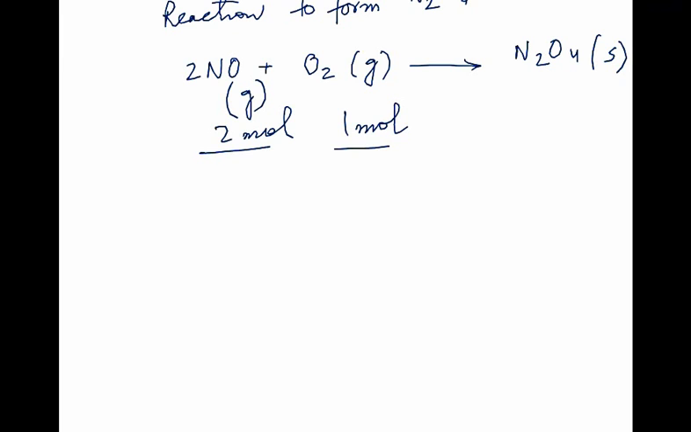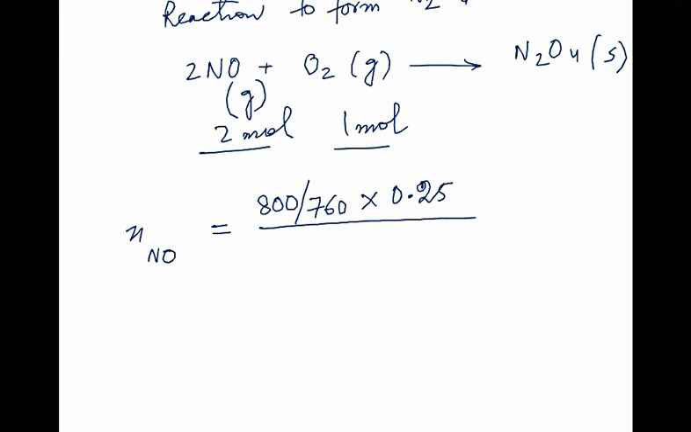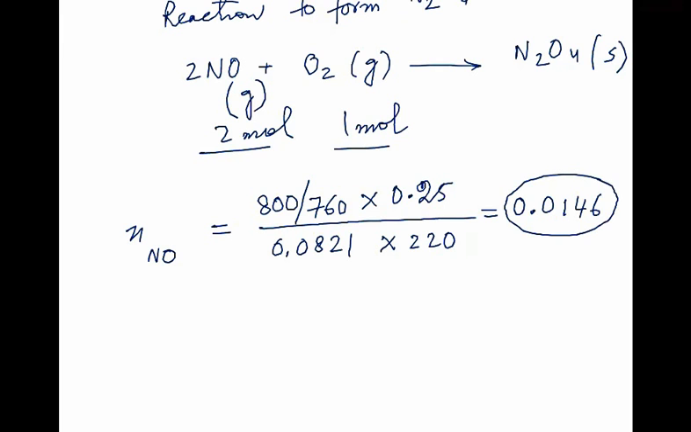Now according to the ideal gas equation, what is the number of moles of NO? The number of moles of NO will be equal to 800 divided by 760, which I am just converting into atmosphere, multiplied by 0.25 liters, divided by 0.0821, which is the value of R, multiplied by 220, which is equal to 0.0146.